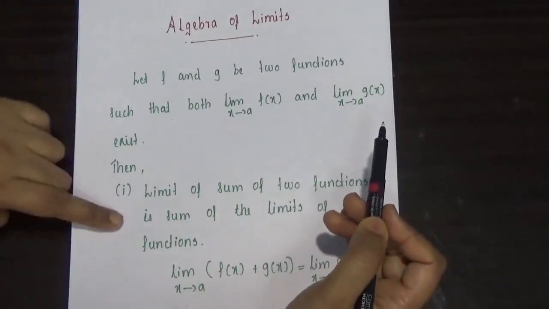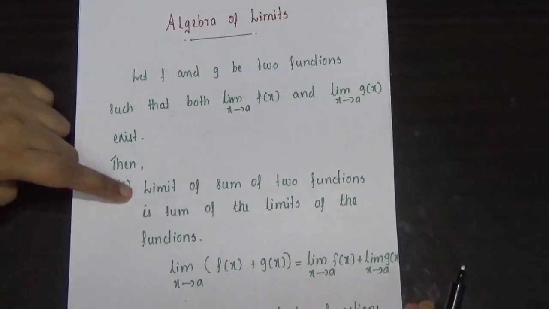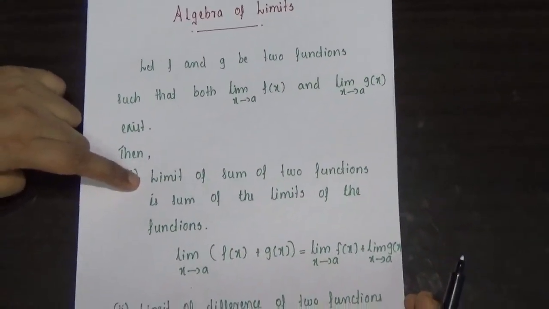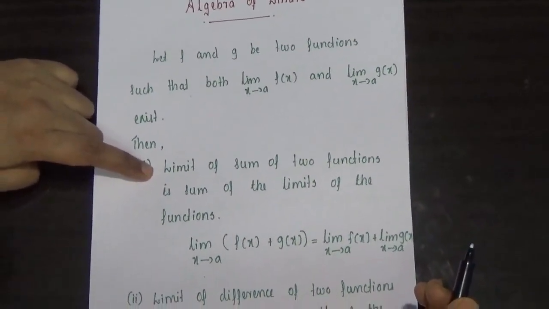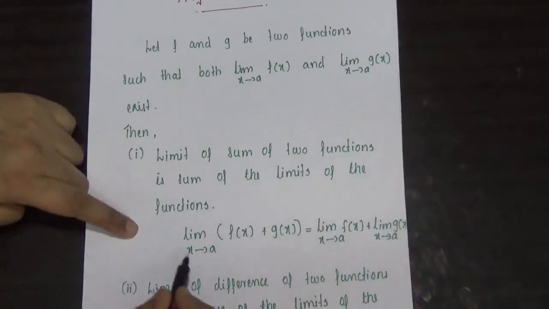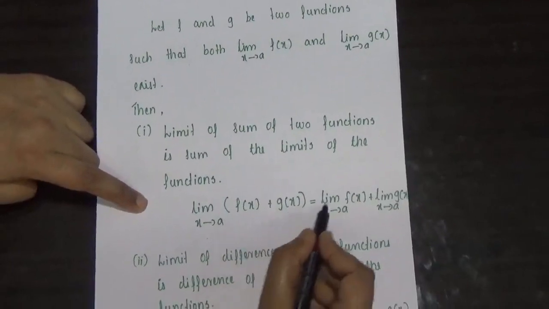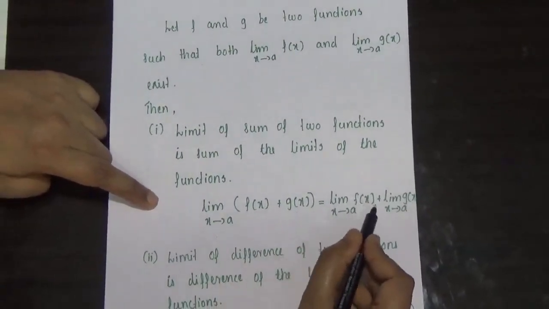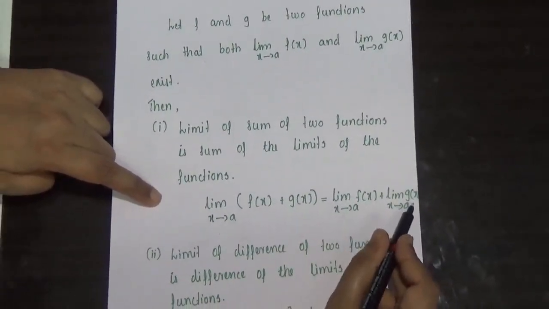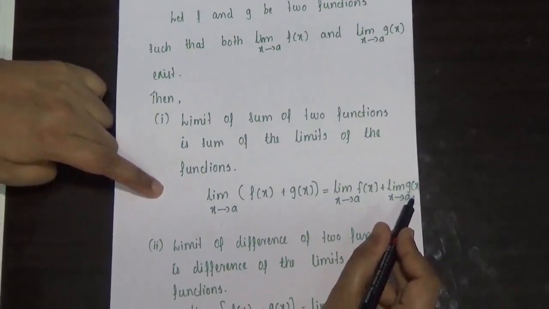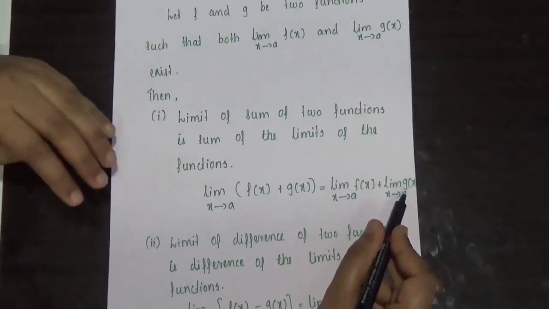Then the first operation, addition. Limit of sum of two functions is sum of the limits of the functions. Limit x tends to a f of x plus g of x എന്ന് പറയുന്നത് limit x tends to a f of x plus limit x tends to a g of x ആണ്. ഓക്കെ, വളരെ സിമ്പിൾ ആയിട്ട് ഓർക്കാൻ പറ്റുന്ന റിസൾട്ട് ആണിത്.